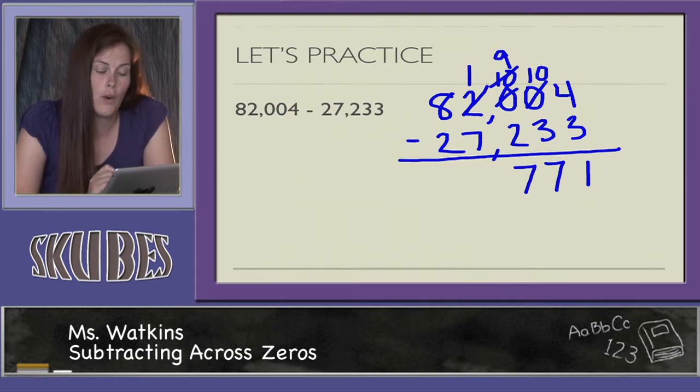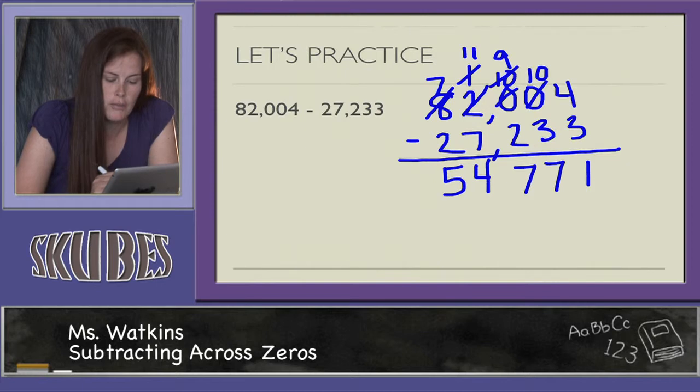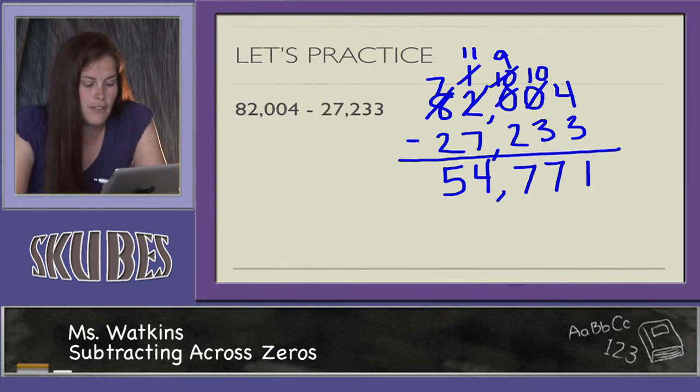1 minus 7, that requires me to borrow. So I go to my 10,000s place. My 8 becomes a 7, and this 1 becomes 11. 11 minus 7 equals 4, and 7 minus 2 equals 5. You need to put your comma in the same place. 54,771 is my answer.